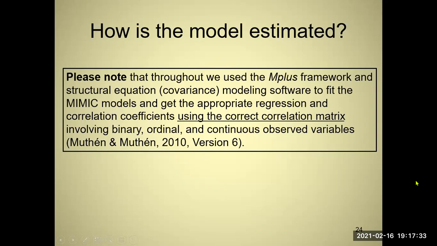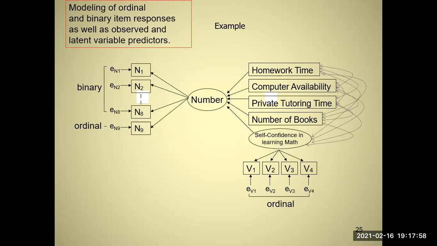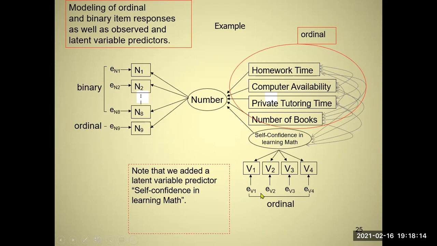I've used a rather old version of Mplus. You can get more efficient approaches right now in Mplus. You can do it in lavaan as well. The key point here, to get the appropriate regression coefficients, is using the correct correlation matrix involving binary or ordinal and continuous observed variables. And Muthén and his colleagues did this early on: modeling of ordinal and binary responses, as well as observed and latent predictors. You can see these were actually all ordinal, the homework time, computer availability, private tutoring, and this here is all made up of ordinal responses as well for the self-concept in math learning.